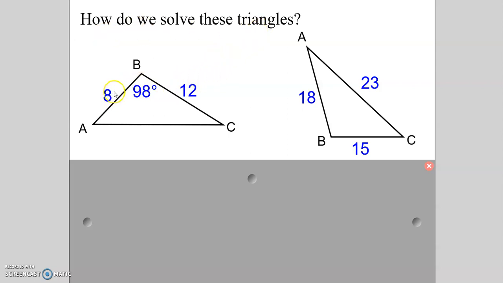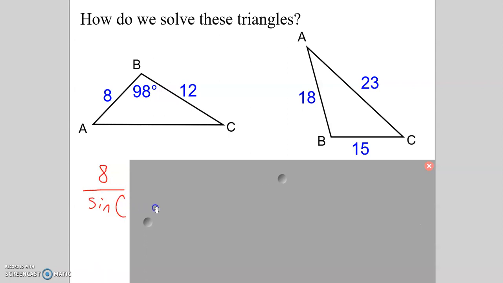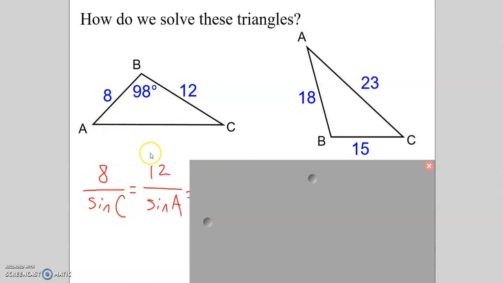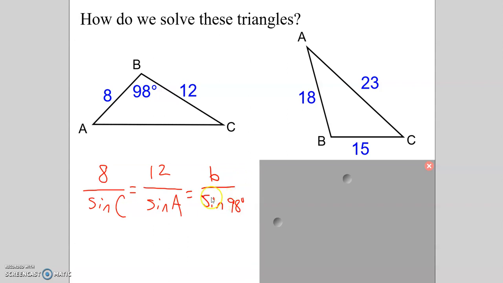So here we have side length C known, side length A known, and angle B known. If you try to set up the law of sines, it looks like this. 8 divided by the sine of angle C equals 12 divided by the sine of A, and then equals side length B over the sine of angle B, which is 98 degrees.